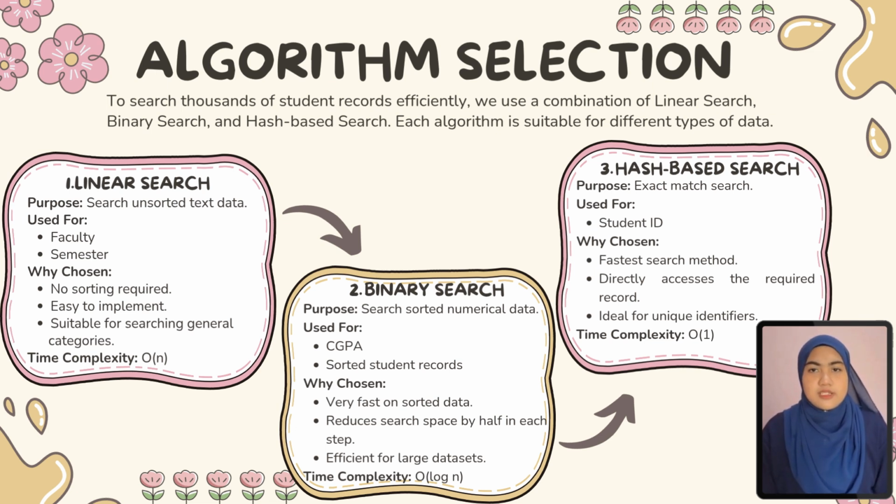Next slide is algorithm selection. We use three algorithms to search the records: linear search, binary search, and hash-based search. Linear search is used for faculty and semester. It is simple and does not require sorted data, but is slower for large datasets.